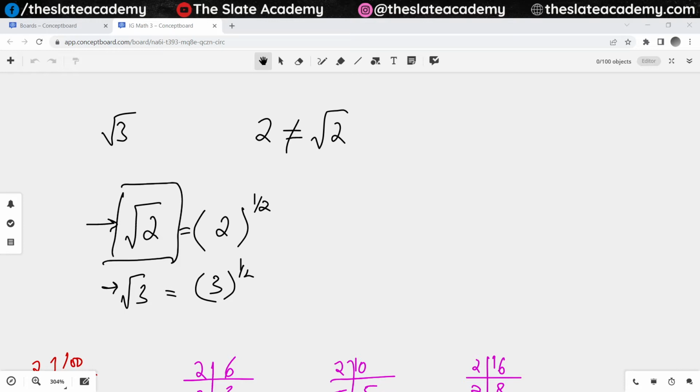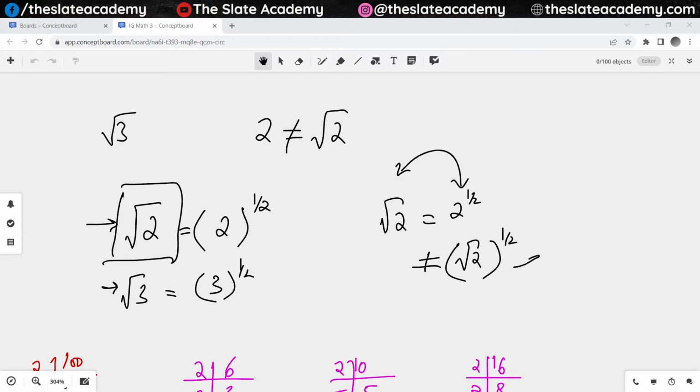One more thing to note over here, and then I'll explain. Root 2 is equal to 2 to the power 1 over 2, but both of them are not equal to root 2 to the power 1 over 2. Please do not make this mistake. These two are equal to each other, and this is something different. So either we write the root sign or we write the power 1 over 2. One or the other, not both of them.